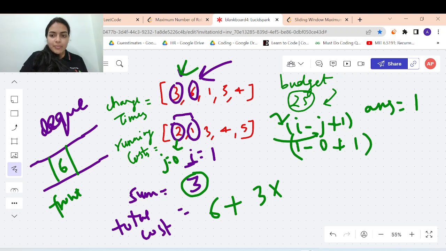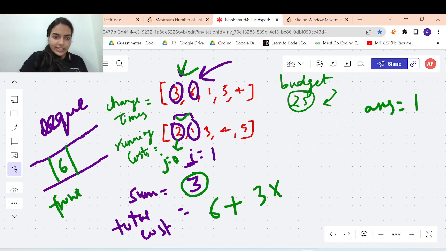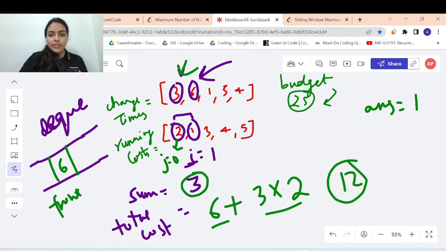So i minus j plus 1 will give you the number of elements. In our case, we have 2 elements. We can easily see that in code we can do i minus j plus 1. That will give you the number of elements. So that is 2. 3 into 2 is 6. 6 plus 6 is equal to 12. Now we will compare if 12 is less than or equal to 25. Obviously it is. So we can change our answer. 2 elements are allowed.